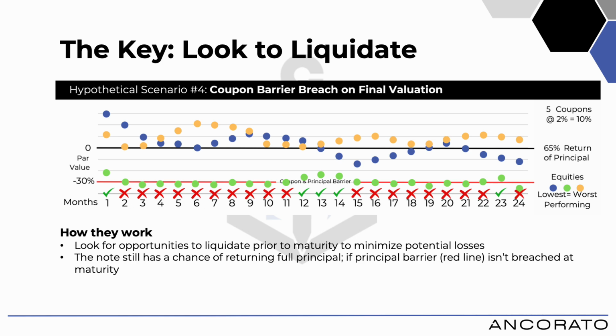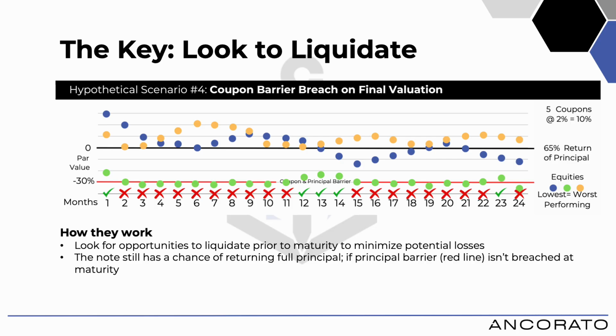Remember, structured notes are similar to bonds. They have a maturity date. At maturity, if all of the underliers are above the red line on the final valuation date, then the issuing bank will return 100% of the original principal. In this example, the principal barrier level is 30%. So even if one of the dots, the underliers, is 29% below the par value at the maturity date, the issuing bank will return 100% of the original principal. This is the principal protection that's built into notes.